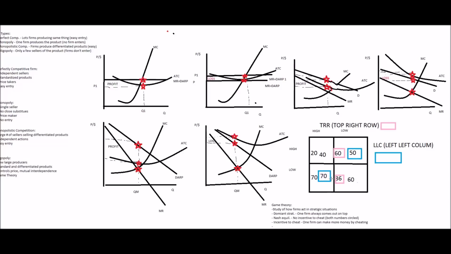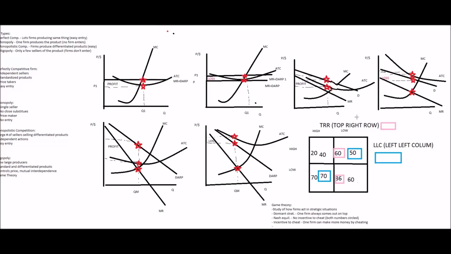In this case, it is not. And then there's incentive to cheat. One firm can make more money by cheating. And that would be if both these firms were here at the 70, both of them were highlighted, one firm would go for the higher price in order to screw around with the other firm.